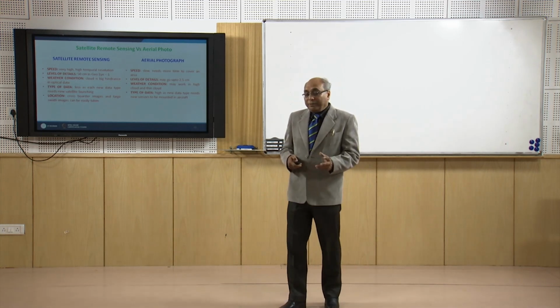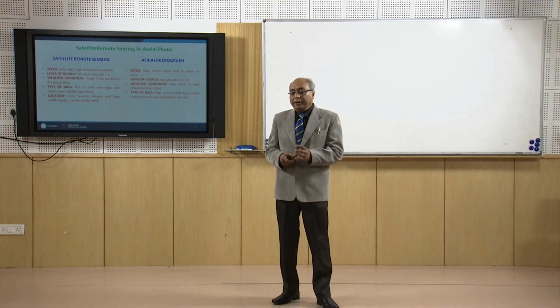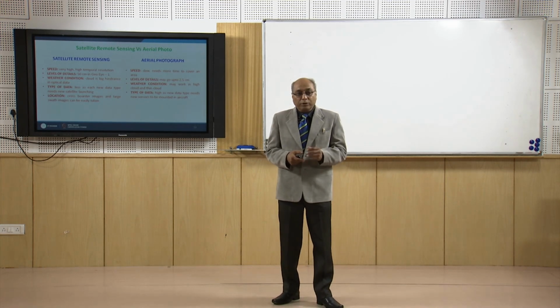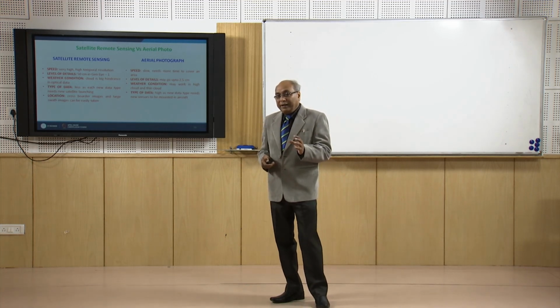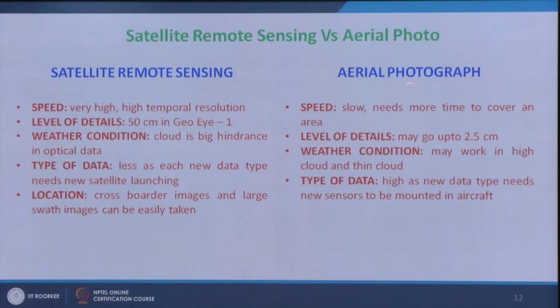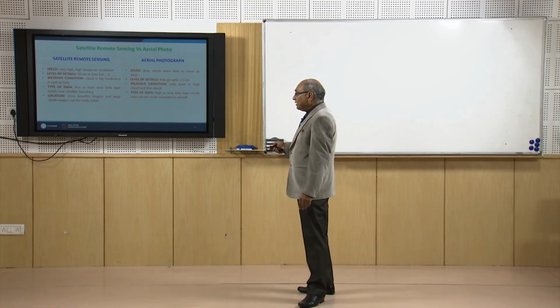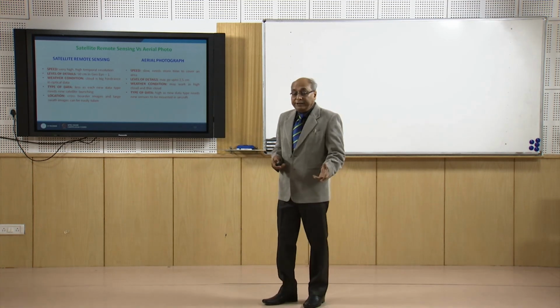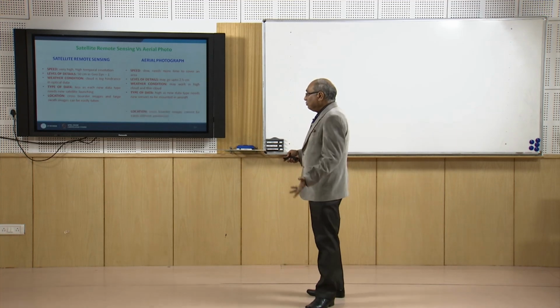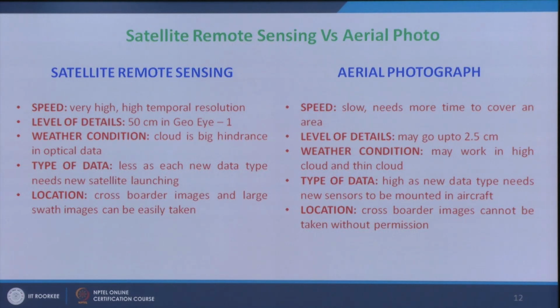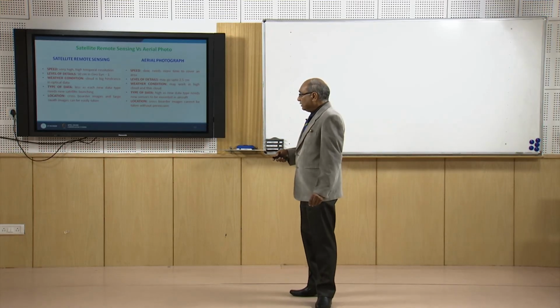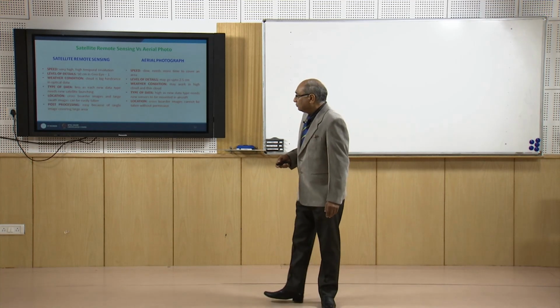Location, now that is another advantage. As I mentioned, the big impetus came in remote sensing in World War II. Across the territory people wanted to have the information, and therefore at that time aerial photography started, looking obliquely to the other side across the border. So location: cross border images and large swath images can easily be taken by the satellites which are operating regularly, whereas in the aerial case cross border images cannot generally be taken without permission, but in case of war or some emergency situations these things are done.